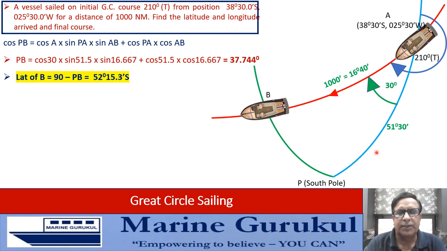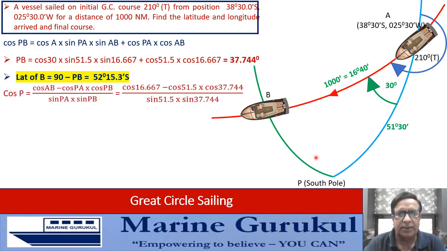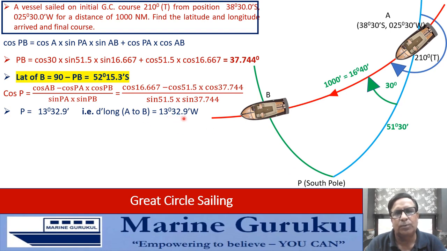Now we work towards calculating angle P. So we write the cosine formula for angle P, which includes the use of side PB, which has been calculated just now. We put all those values and we get the value of P as 13 degrees 32.9 minutes. 13 degrees 32.9 minutes is the D long from A to B, and as you can see in the diagram, the D long is west. So the D long from A to B is 13 degrees 32.9 minutes west.